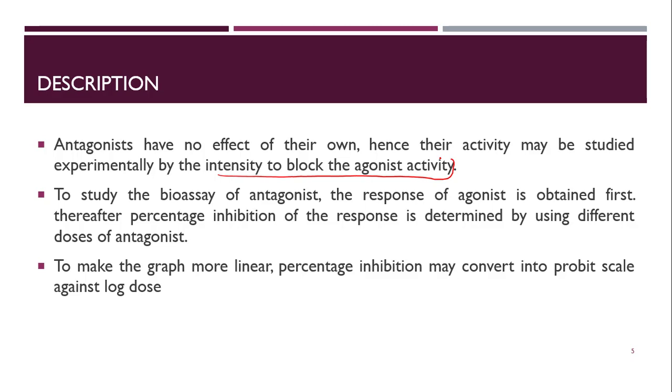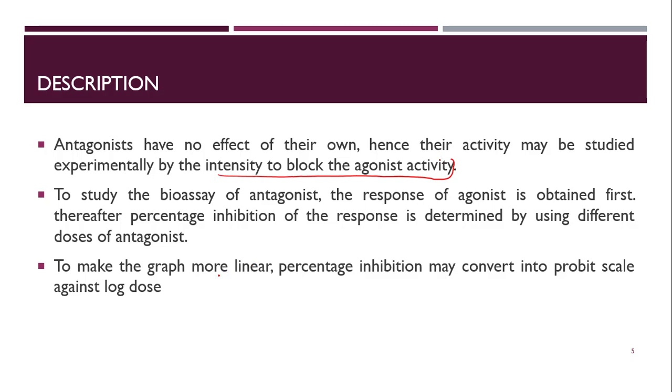So understand this very clearly. In case of bioassay of antagonist, we need to have an agonist in that particular study design. Unlike the bioassay of agonist, where we will only have the agonist and no other drug, in case of antagonist we have to have the agonist in our study design. And why do we need the agonist? Because we will compare at what potency levels the antagonist can block the actions of the agonist.